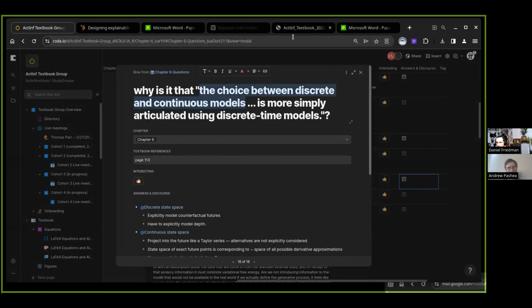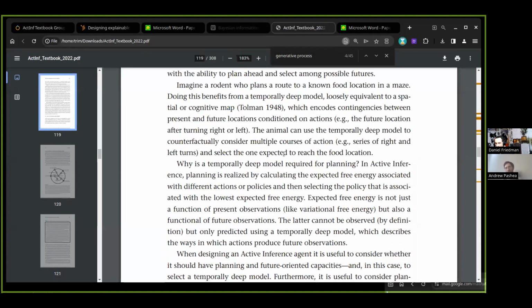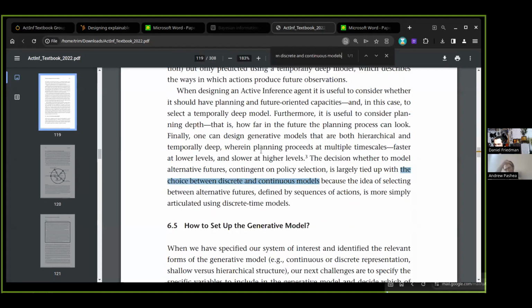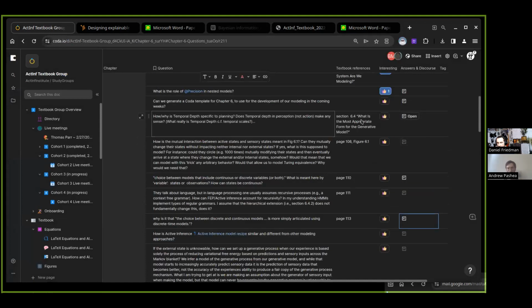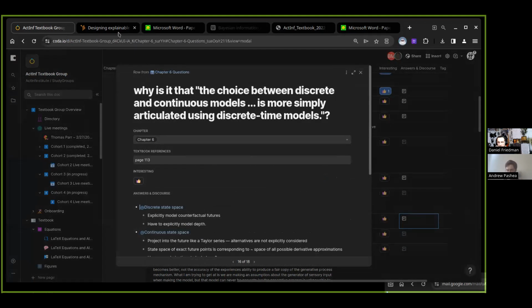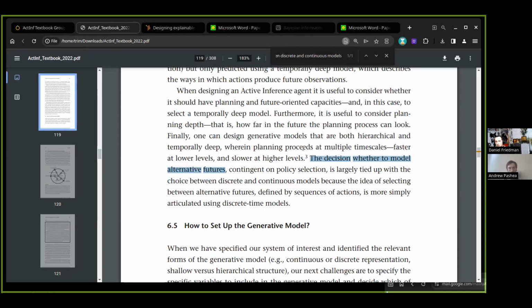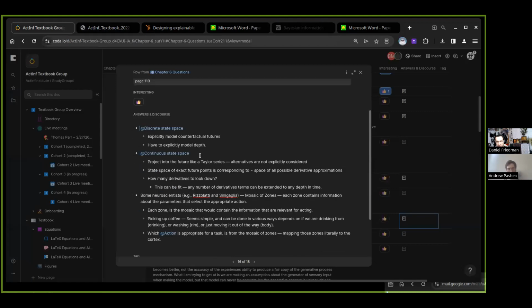Page 113 of the textbook. All right, the decision. So this is about planning as inference, which one of these questions was also about. The decision whether to model alternative futures, counterfactual futures, contingent upon policy selection, how would the world change if I did this or that, is largely tied up with the choice between discrete and continuous models. Because the idea of selecting between alternative futures defined by sequences of actions is more simply articulated using discrete time models.